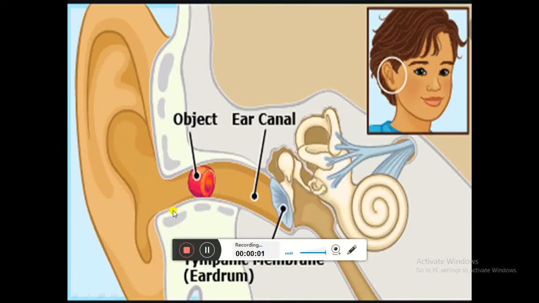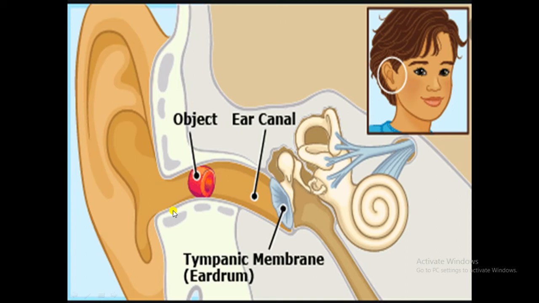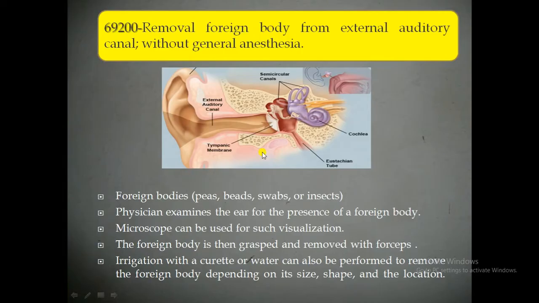Hi everyone, in this session I'm going to explain the removal of the foreign body from the external auditory canal without general anesthesia procedure, and for this procedure the CPT code is 69200. So if we go to the anatomy of the ear, where is the external auditory canal here? So this is the external auditory canal.